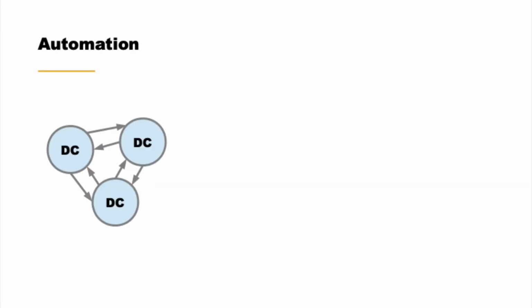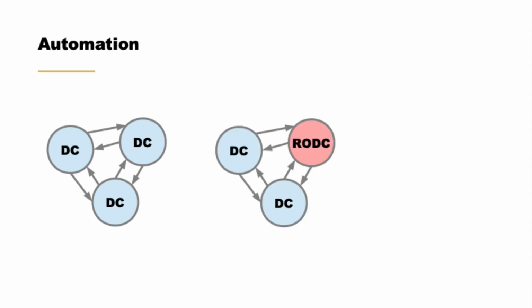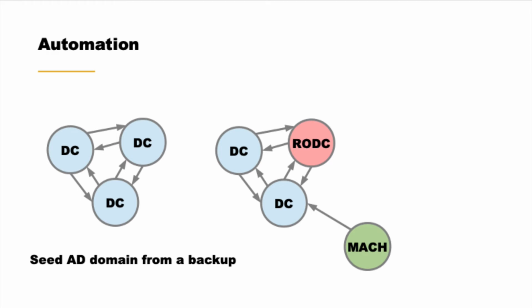So just some things that we can build. We can build a 3DC environment or something like that. We can build something with an RODC. We can seed an AD domain from a backup in the cloud. So we have a backup, and then we build an environment in the cloud purely from the backup. And this is 100,000 users or more. We can do machines and things like that.